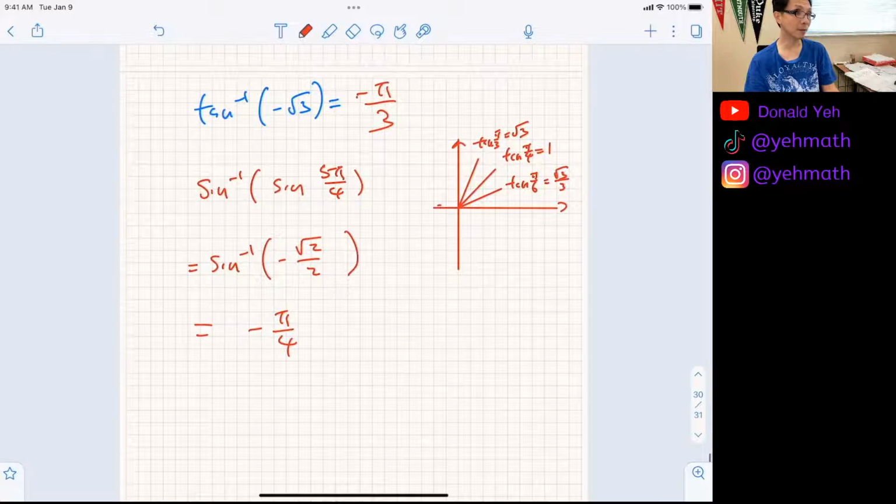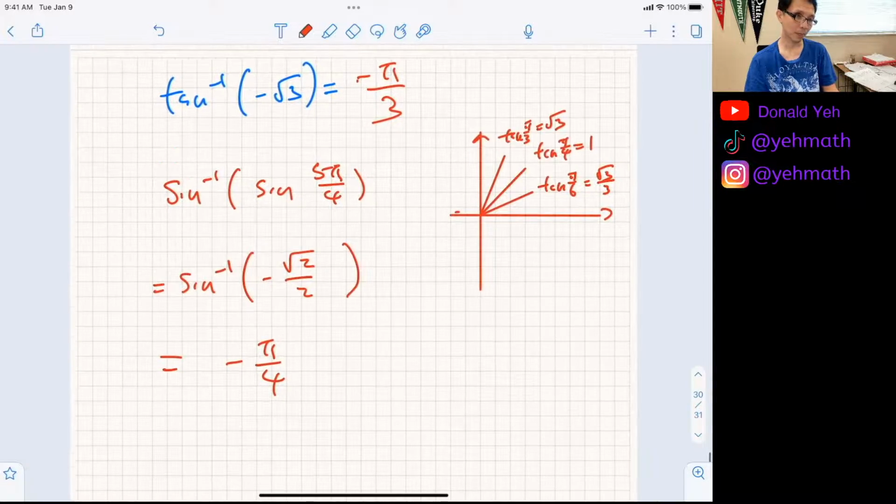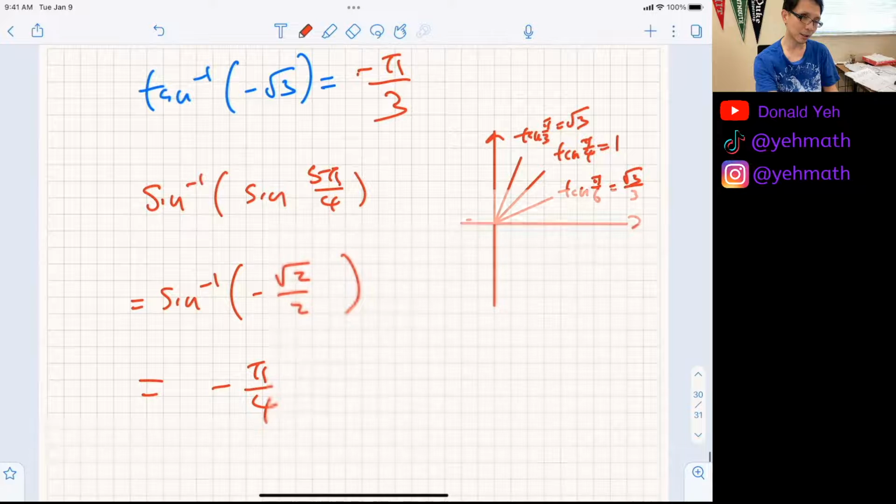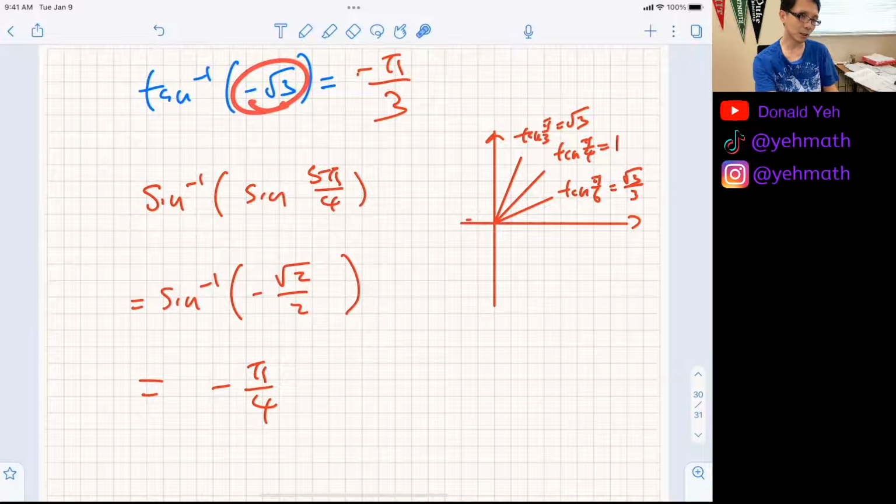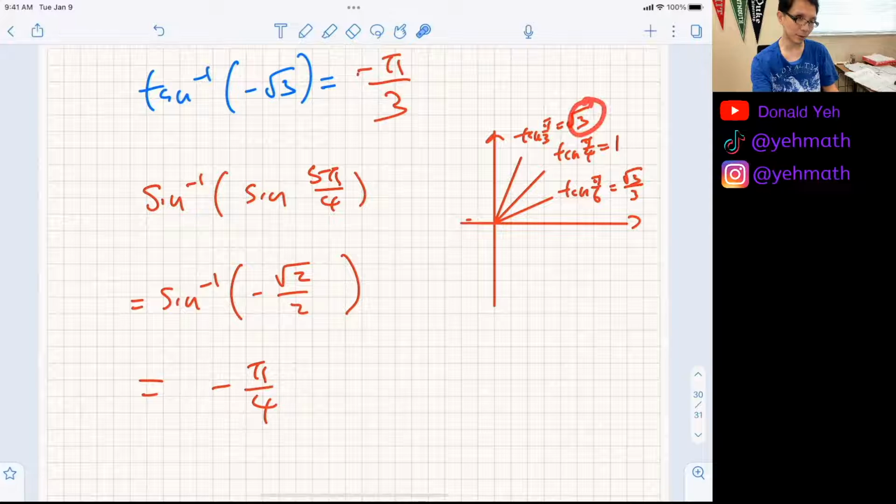Does that make sense? Why is it negative? How does the inverse part play into it? The inverse part just means that if I have y over x equal to negative square root 3, I know I have to use this one.